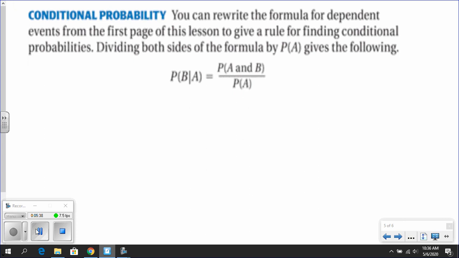Conditional probability. You can also rewrite the formula for dependent events from the first page of this lesson to give a rule for finding conditional probabilities. So this is just another formula if you're trying to find the probability of B given A.